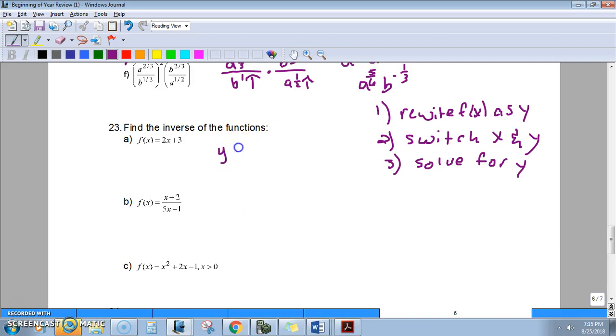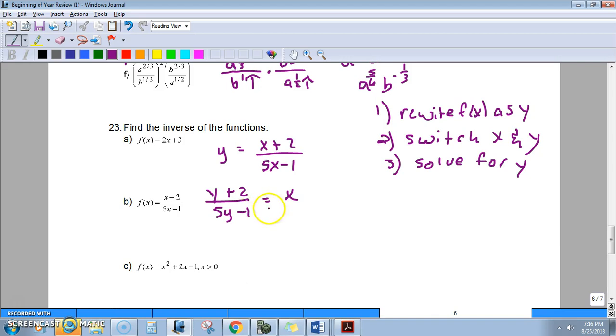So next one, y equals (x plus 2) over (5x minus 1). Well, we switch our x and our y. x equals (y plus 2) over (5y minus 1), and just for fun, I'm going to switch sides too. So (y plus 2) over (5y minus 1) equals x. I just switched sides because I grew up reading and writing left to right. Now, oops, I didn't change this. This needs to be a y also.